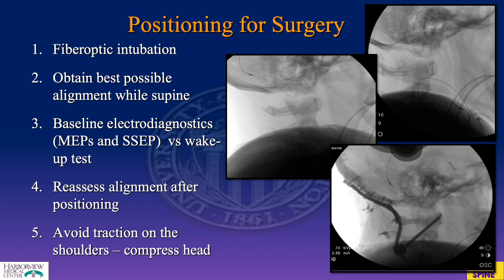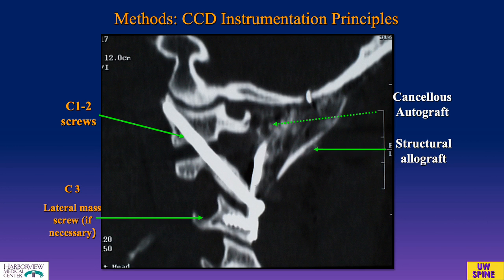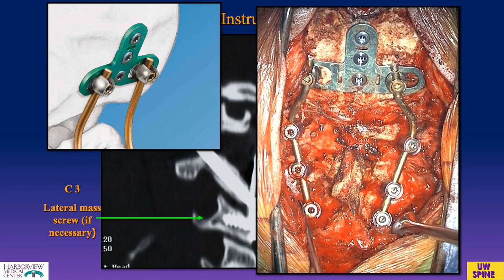Reassess alignment as soon after prone positioning as possible, and we really want to avoid traction on the shoulders, trying to compress the head and end up with some sort of occiput to C2 fixation. So we see here C1, C2 screws. We see, if necessary, C3 lateral mass screws, some sort of allograft or autograft to try and provide fusion from the skull to C2. This is what we're going to look like.